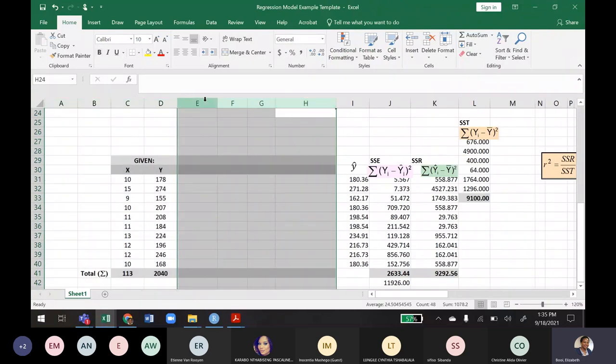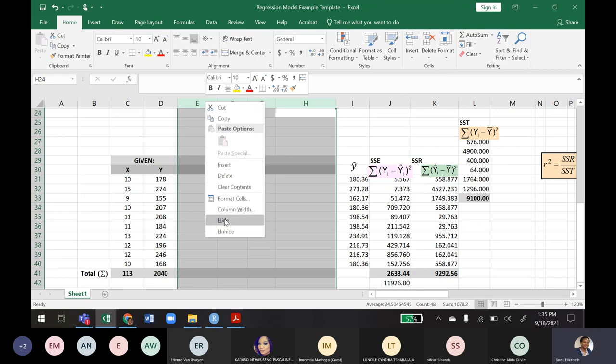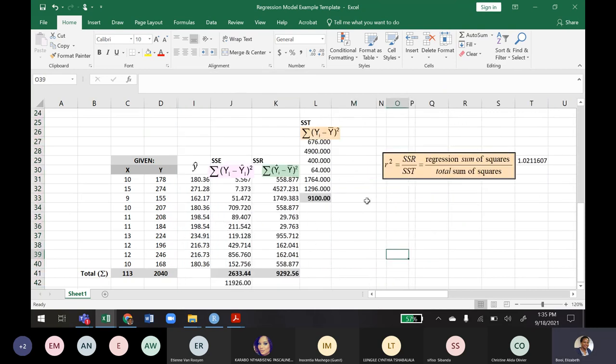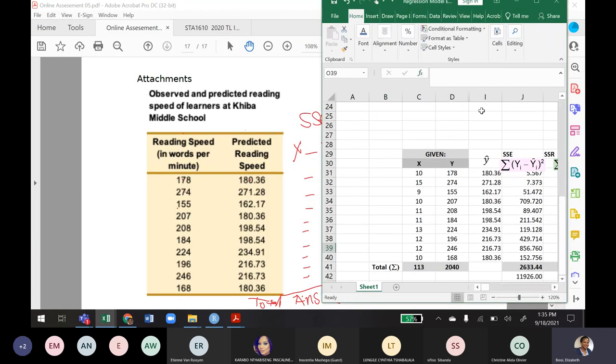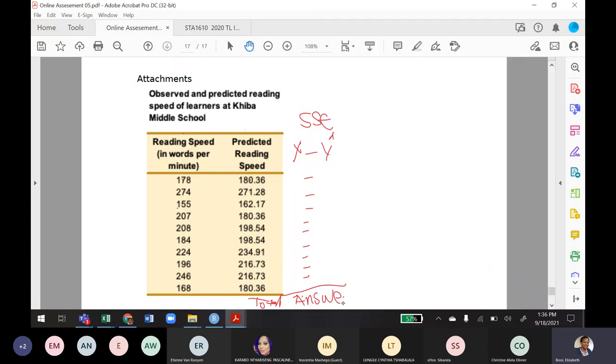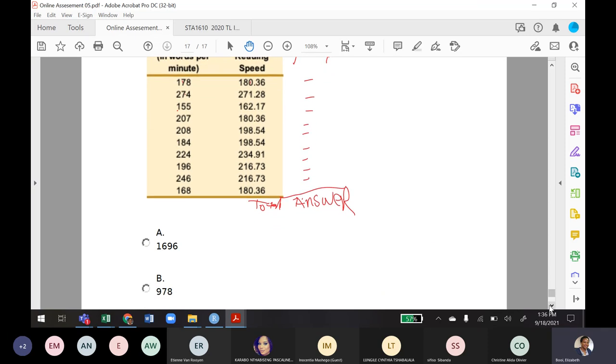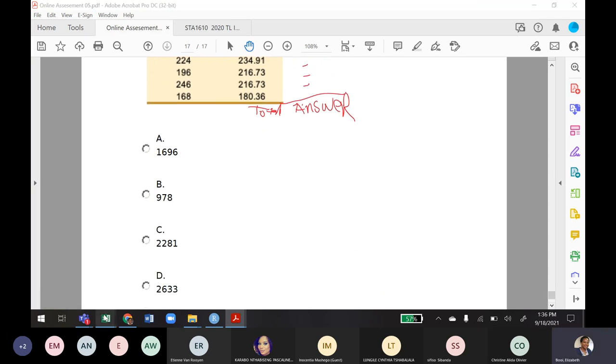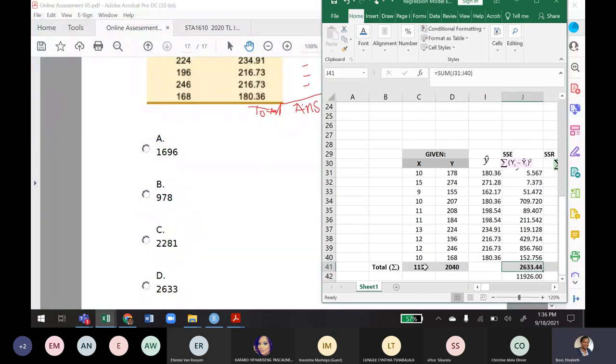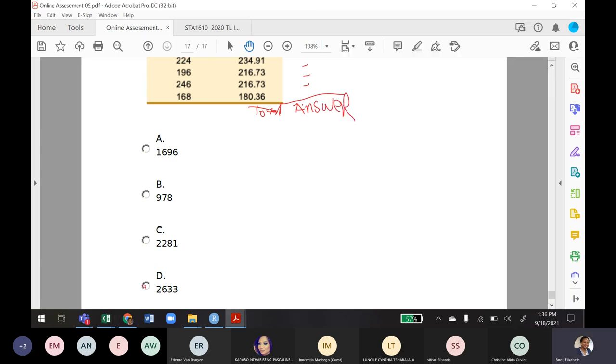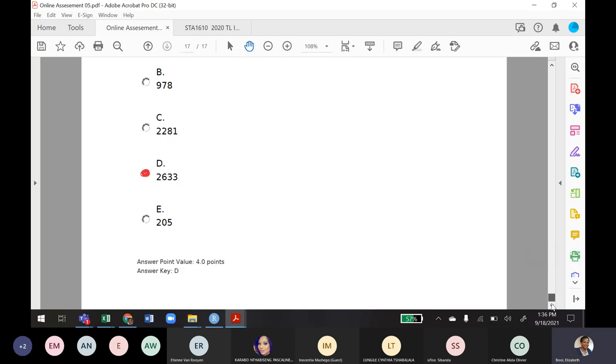Let me open this bigger. I'm going to hide all these values in between, which are the ones we just did. Those who are calculating manually, do you have an answer? What answer do you get at the bottom? We have 2633 from using that. That's the answer, so we can round it off: two, six, three, three, which is option D.